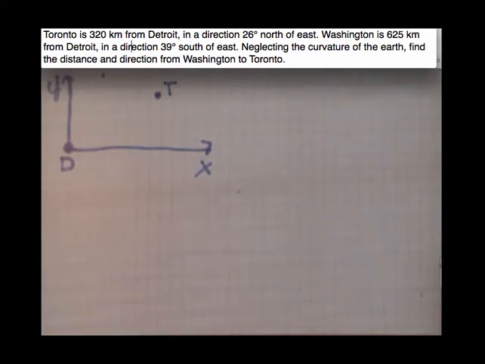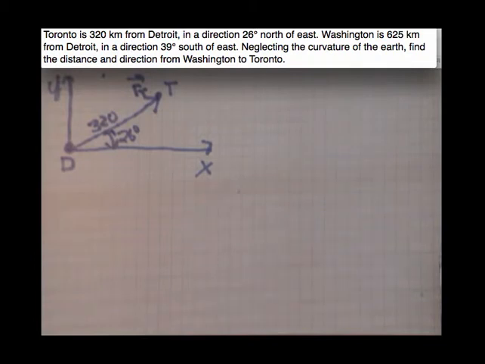And I can represent the location of Toronto as a position vector. So I'm going to draw an arrow from Detroit towards Toronto, and I'm going to label that vector R sub t, and that stands for the position of Toronto measured relative to Detroit. And the length of my vector, we're told, is 320 kilometers, and the angle that this vector makes with the horizontal axis is 26 degrees, because we're told that Toronto is 26 degrees north of east.